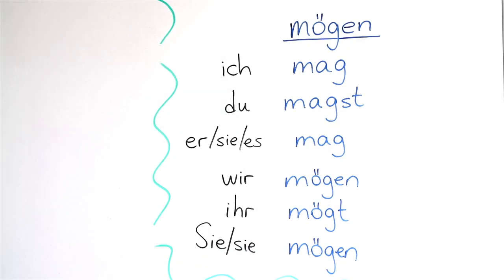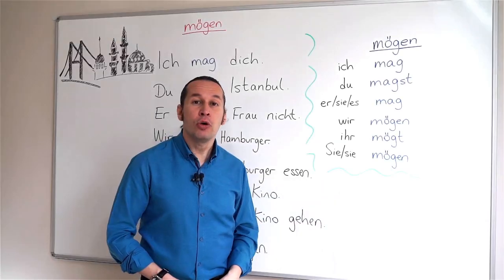If this was too fast, then I want you to repeat after me, please. Ich mag, ich mag, du magst, er mag, sie mag, wir mögen, ihr mögt, Sie mögen, sie mögen.